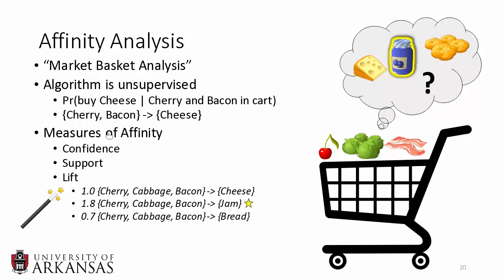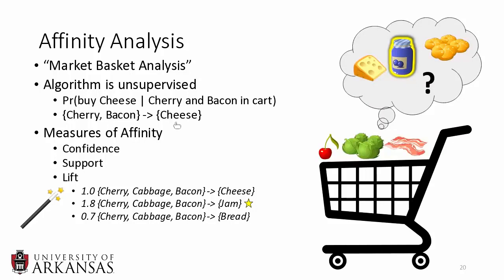If you're familiar with probability theory, you could say, let's look at our grocery basket here. And we want to know what is the probability somebody's going to buy cheese given that they already have cherry and bacon in the cart. In our affinity analysis speak, the way this is written is cherry and bacon as your predecessors, and then to see if the rule says the successor is going to be cheese. These guys are called the antecedents, and these guys are called the consequence.